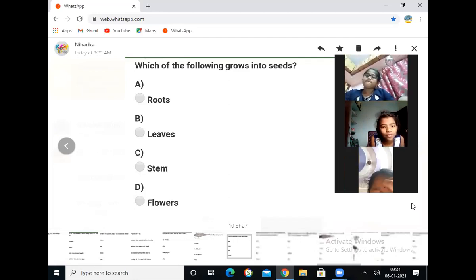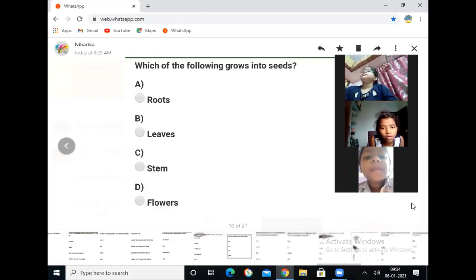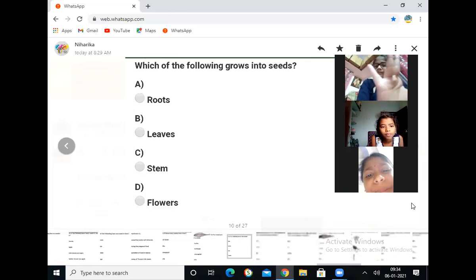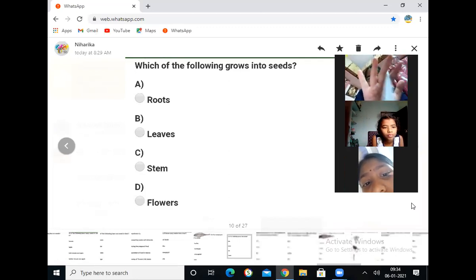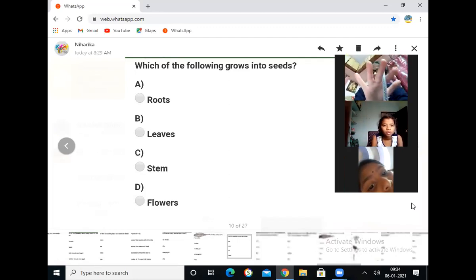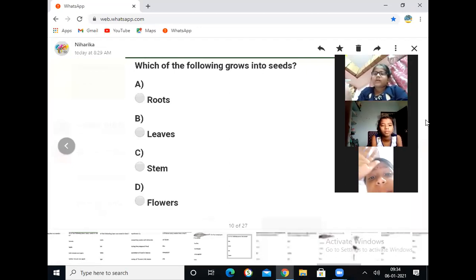Teacher, I think flower. Yes, Aradhya wrote the correct answer. Flower has seeds. In the flower, you can see some pollen grain-like structures. Those will convert into the seeds. Or sometimes in the fruits also you can get the seeds. Right, fruits and flowers. Avisha, answer. And flowers. Yes, very good.